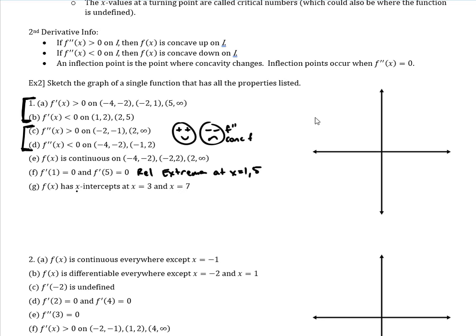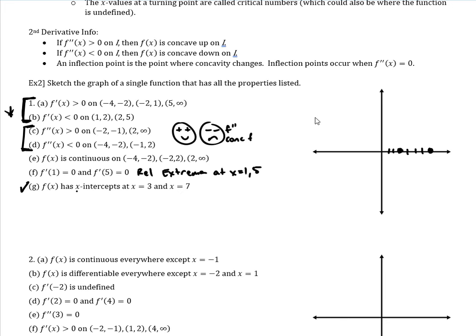This we could just go ahead and plot. So I'm going to take care of this one right now. f of x has x-intercepts at x equals 3, so 1, 2, 3 right there, and 7, so 4, 5, 6, 7 right there. So there's 2 points. That's plotted, so that one I've got. And then it tells us all of this other stuff.